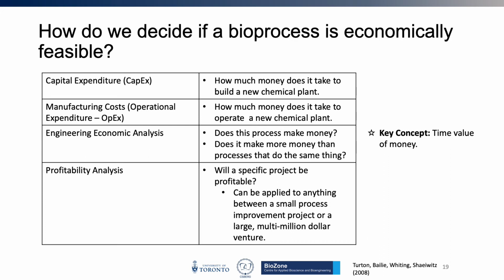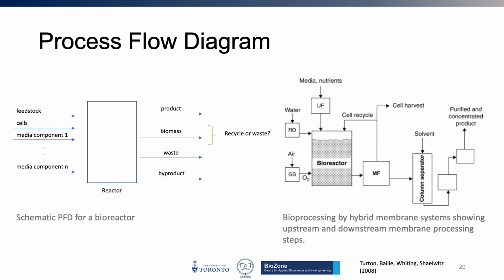I wanted to point out that engineering economic analysis has a lot of techniques that are further detailed in the textbook that we won't have time to go through today, but you would essentially use these techniques and then apply them to profitability analysis. So there's a lot of overlap between these two sections. I wanted to introduce the concept of a process flow diagram, which is necessary for any type of engineering economic analysis.